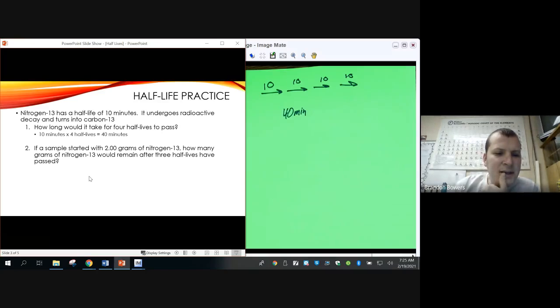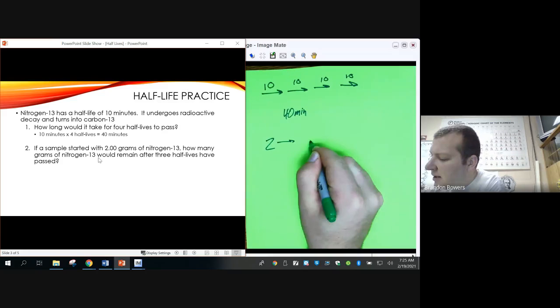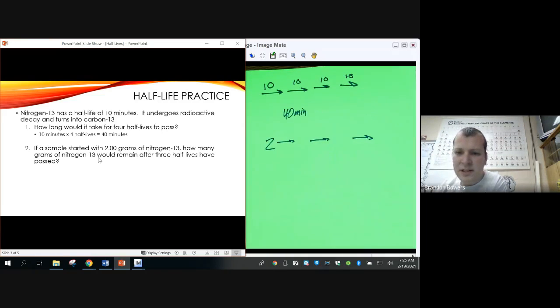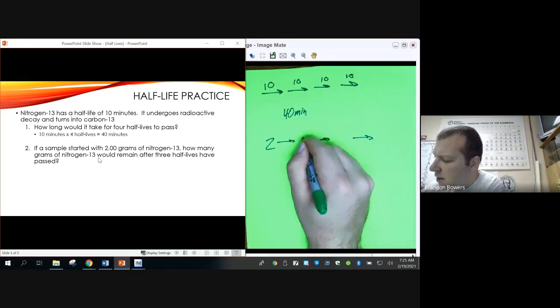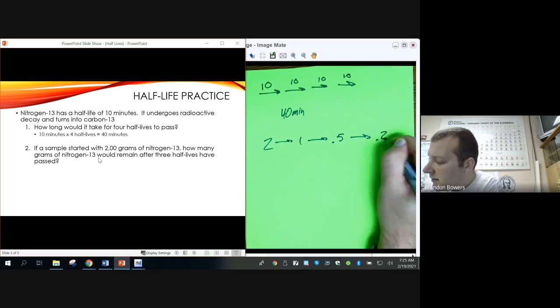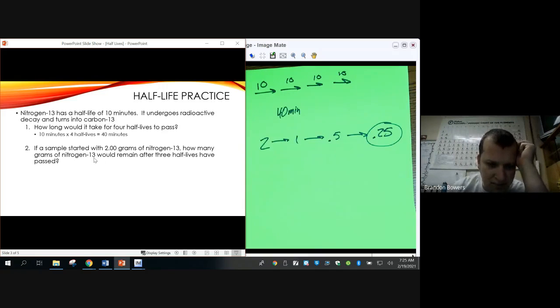Another question. If you started with 2 grams of nitrogen-13, how much nitrogen would remain after 3 half-lives? If you start with 2 and you have 3 half-lives, what's half of 2? Half of 2 is 1, half of 1 is 0.5, and half of 0.5 is 0.25. So that would be your answer.